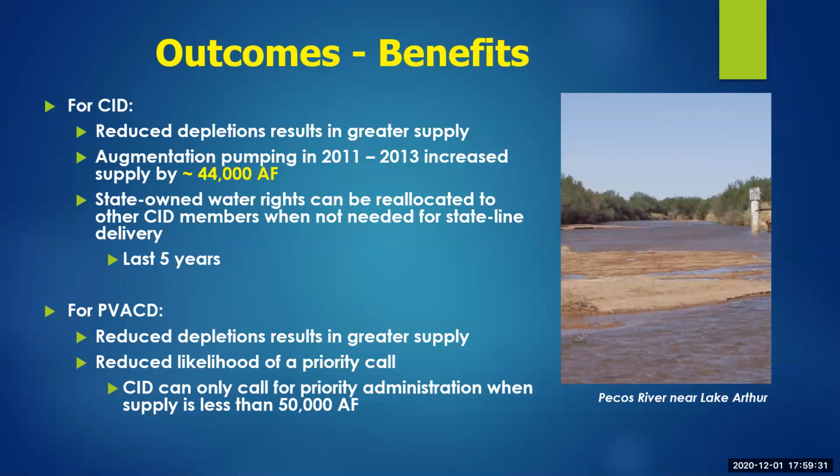CID's been able to take that portion and reallocate it to its members, which is a benefit, increases supply. And then in terms of benefits for folks in the Pecos Valley Artesian Conservancy District, again, reduced depletions is a benefit. Also, there's a reduced likelihood of a priority call if CID has more supply. So that's certainly been a goal. The settlement agreement also limited CID's ability to call for priority. Under the settlement, CID can only call for priority if they have less than 50,000 acre feet of supply. And we're certainly worried and concerned about that looking into next year. There's no doubt about it.